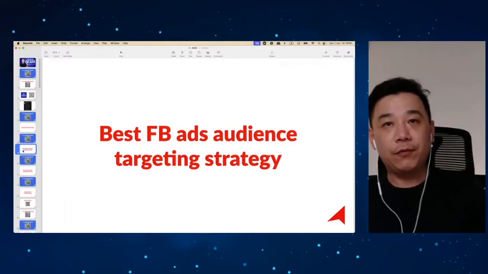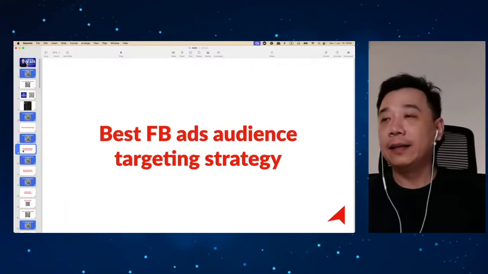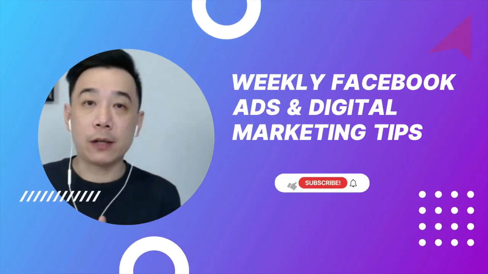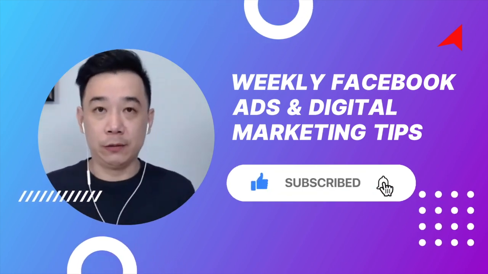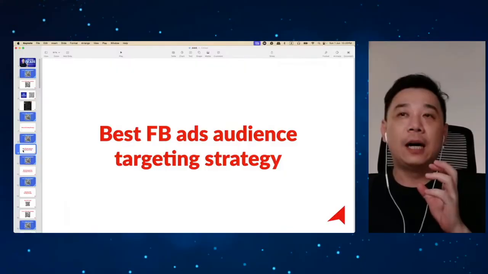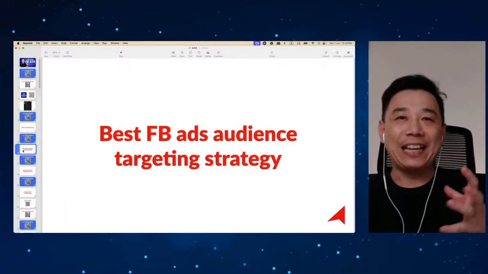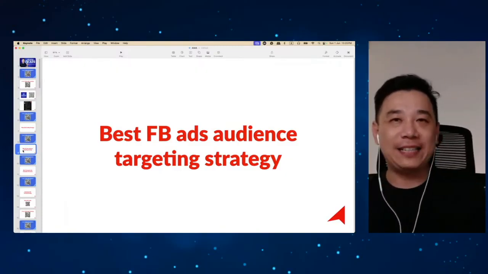A lot of people, if you are still in the old school of Meta ads audience targeting, it's always about interest targeting. What advertisers did back then is they do a lot of testing on the interest targeting. So I've seen a lot of people break into, let's say, 10 ad sets.